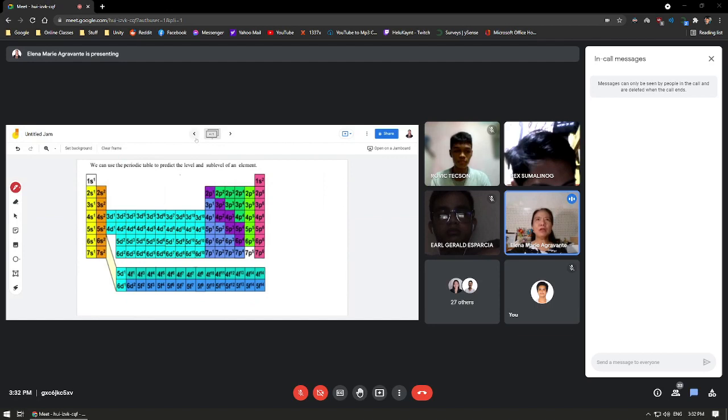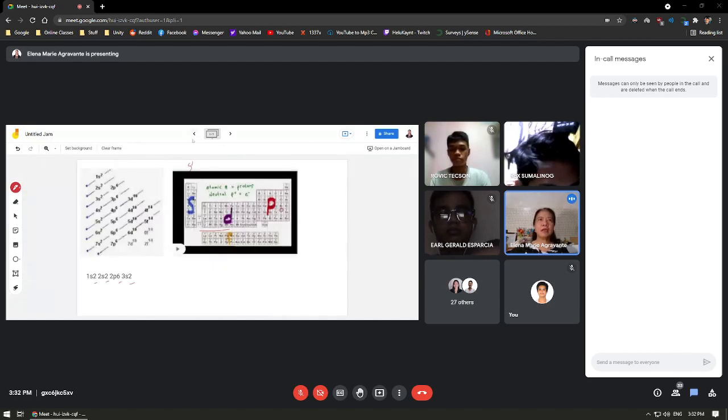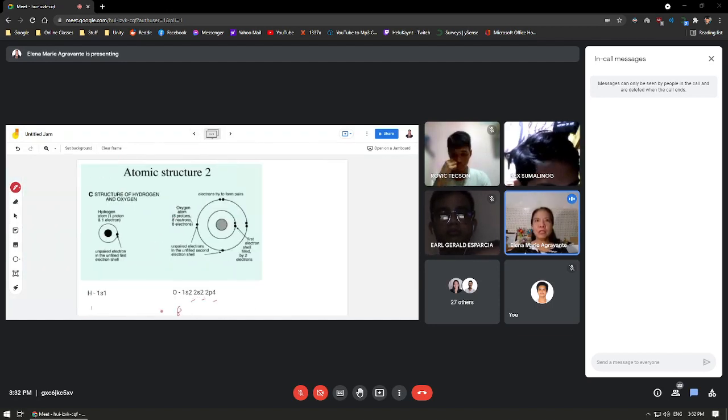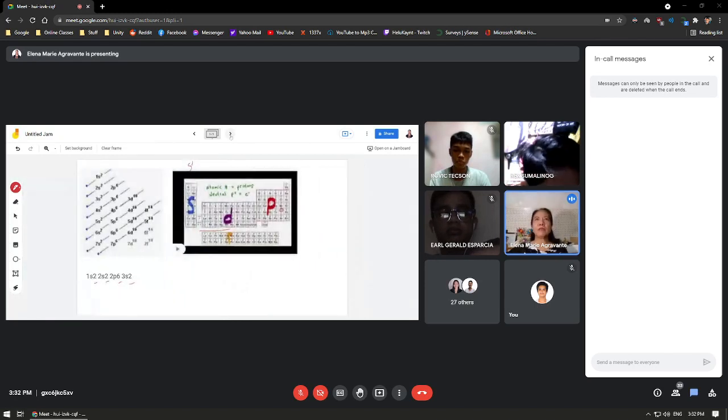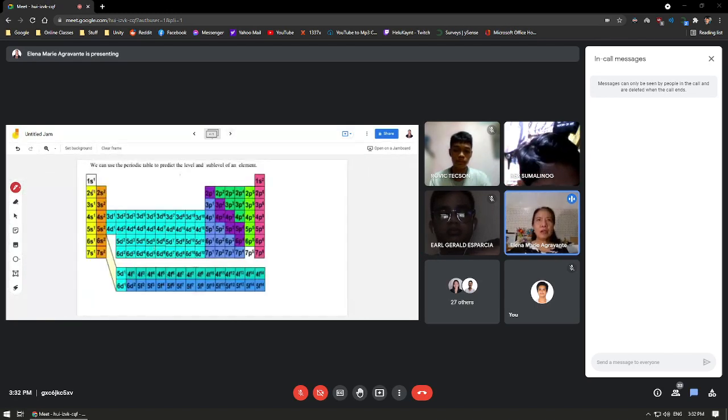If you look at your oxygen here, it says it ends in 2p4. So from the configuration, you will know that you have the 2p4 here. This is the place of oxygen. Oxygen. Any questions, guys?